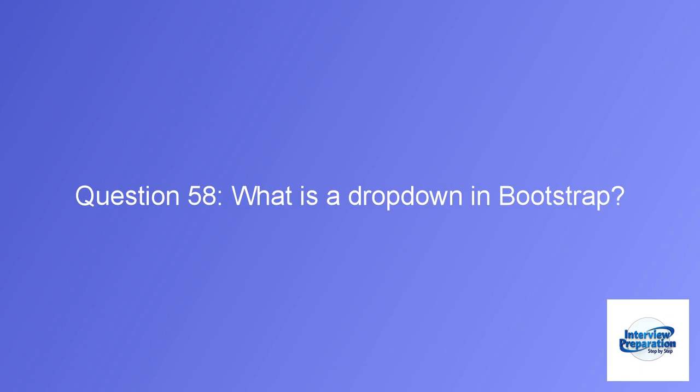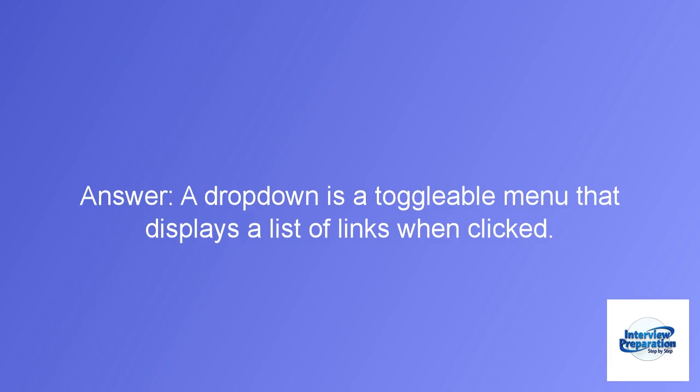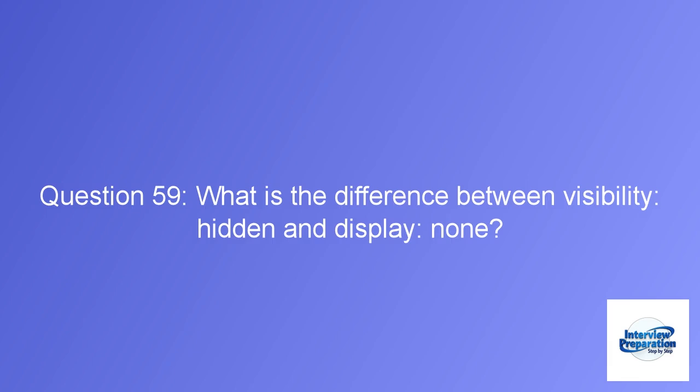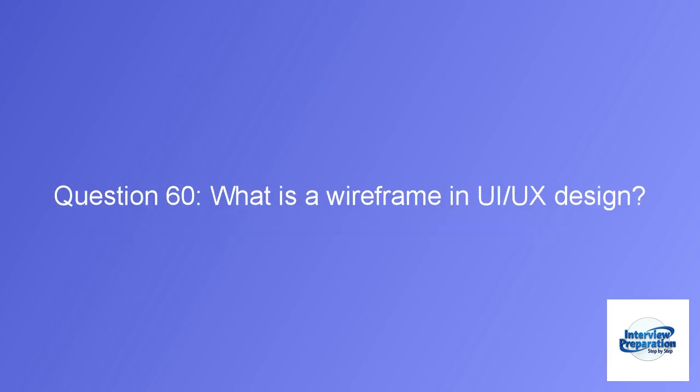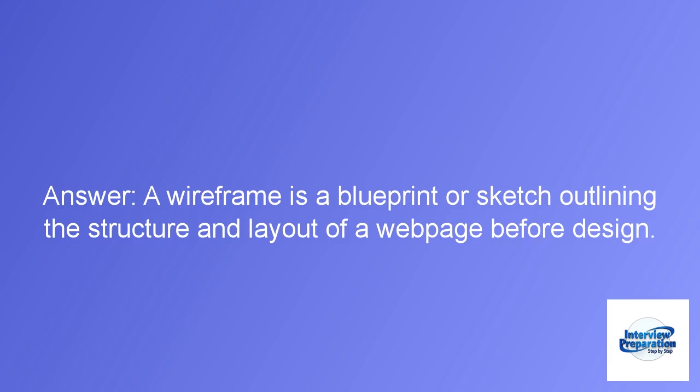Question 58. What is a dropdown in Bootstrap? Answer. A dropdown is a toggleable menu that displays a list of links when clicked. Question 59. What is the difference between visibility: hidden and display: none? Answer. Visibility: hidden hides an element but keeps space, while display: none removes it from layout. Question 60. What is a wireframe in UI/UX design? Answer. A wireframe is a blueprint or sketch outlining the structure and layout of a web page before design.